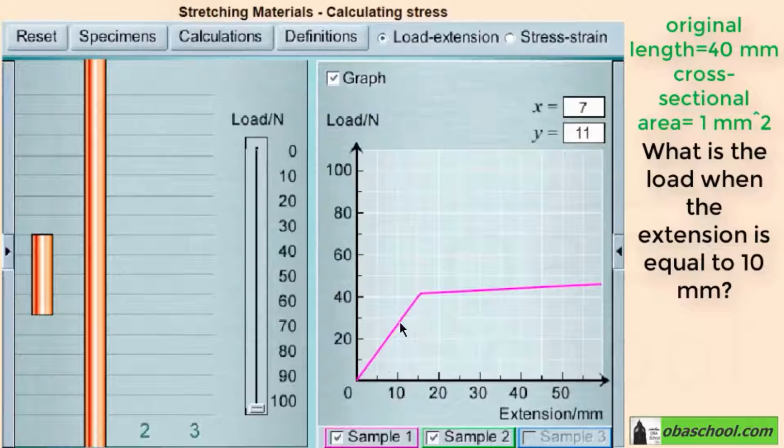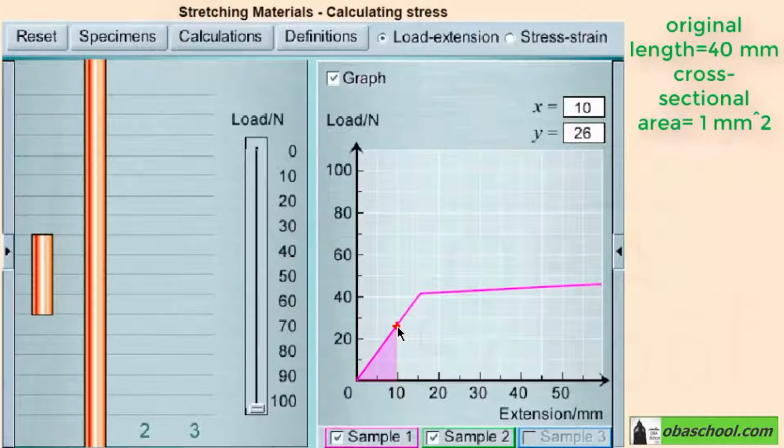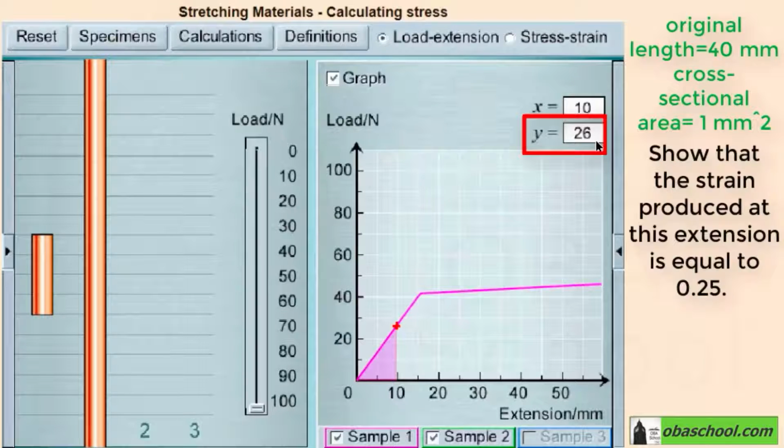What is the load when the extension is equal to 10 millimeters? The answer is 26 newtons. Show that the strain produced at this extension is equal to 0.25.